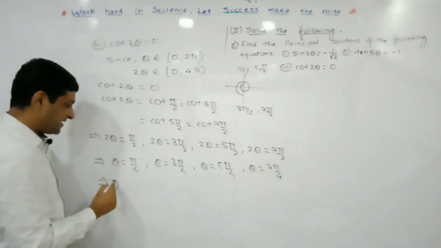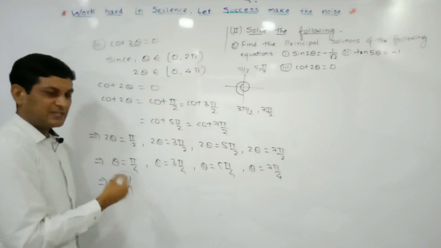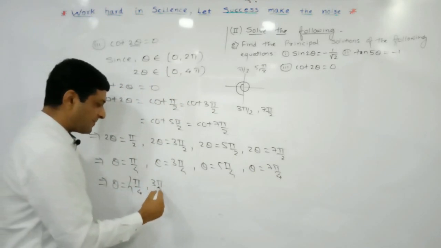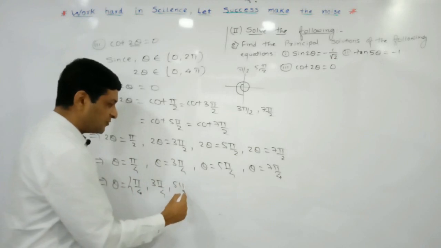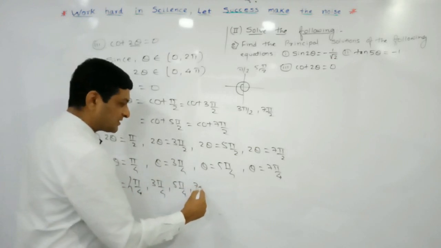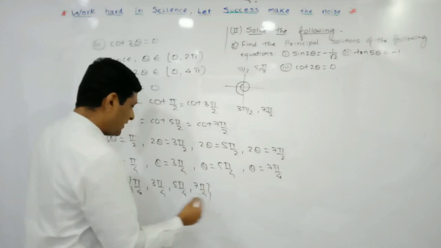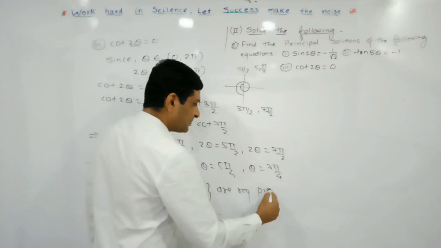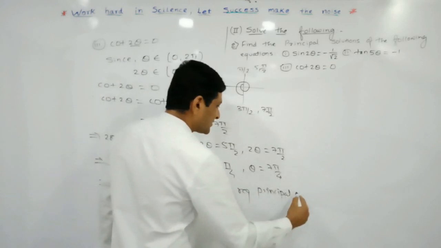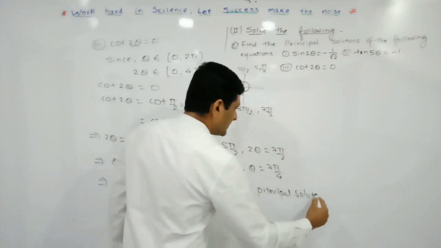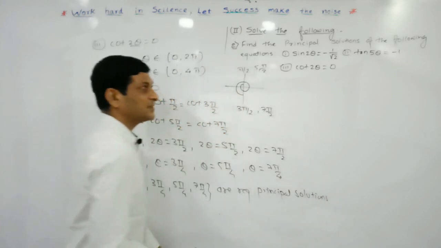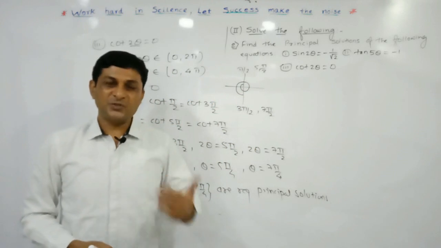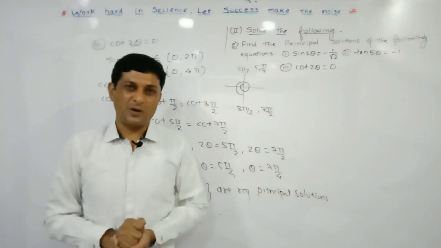So theta is equal to, collecting all these values in one set: the first value is pi by 4, the second value is 3 pi by 4, the next value is 5 pi by 4, the next value is 7 pi by 4. All these values are the required principal solutions. In this way we have got the solutions of this trigonometric equation. So in the next video we will start the next question from this exercise.